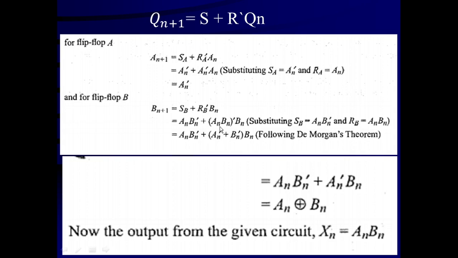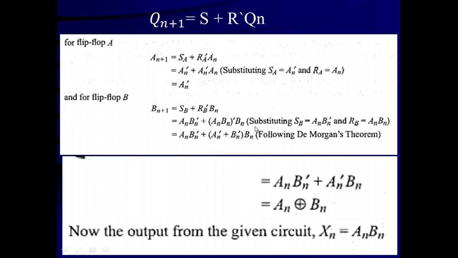Now, using De Morgan's theorem, An Bn whole dash, or bar, is nothing but the NAND gate. So a NAND gate can be converted into a bubbled OR gate. Using De Morgan's theorem, we can separate this: the inputs are inverted and the AND gate becomes an OR gate. That means An is converted into An dash, Bn input is converted into Bn dash, and the AND sign is converted into an OR sign, and multiplied by Bn.